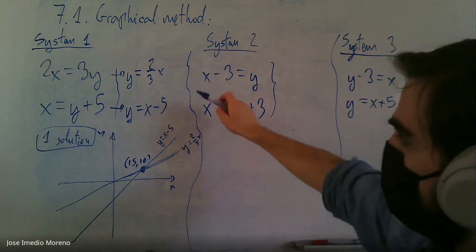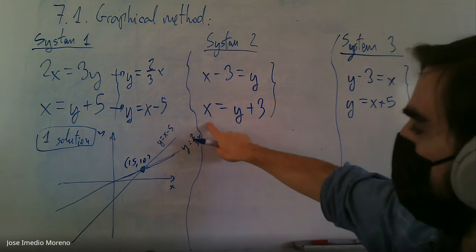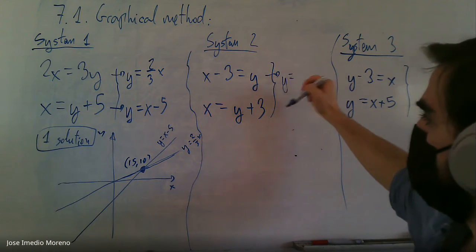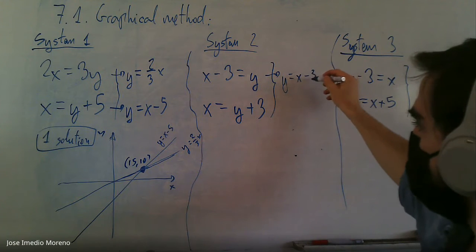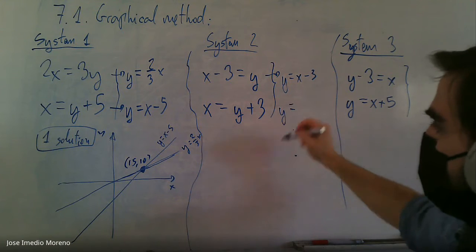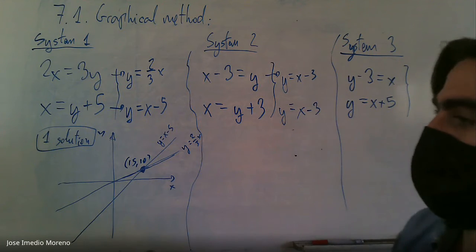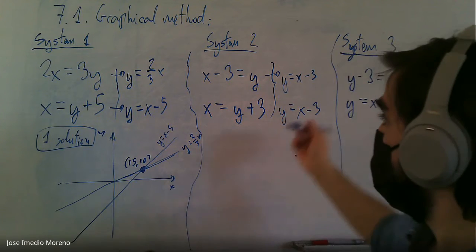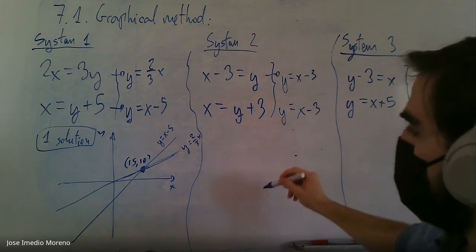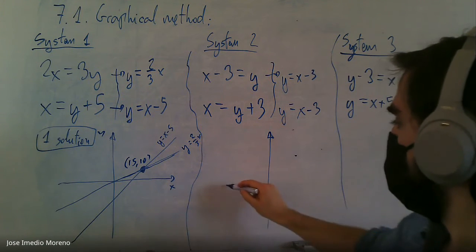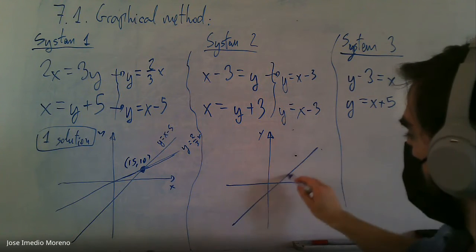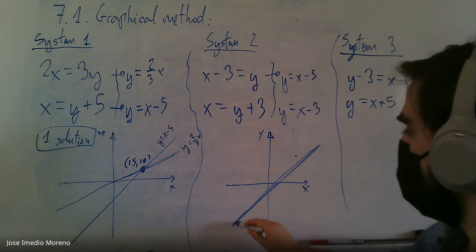In this second system, x minus 3 equals y, x equals y plus 3. Same thing, I'm going to isolate y. Here it's already isolated, x minus 3, and here, if I isolate it, I get x minus 3. What happens here? It's actually the same equation. Both are the same equation. So this means that if I draw this, both equations will be this line.